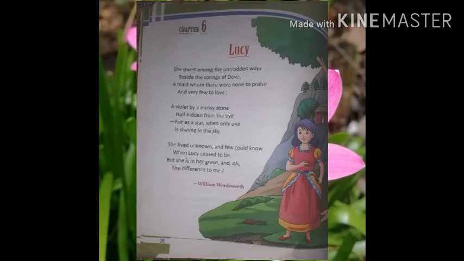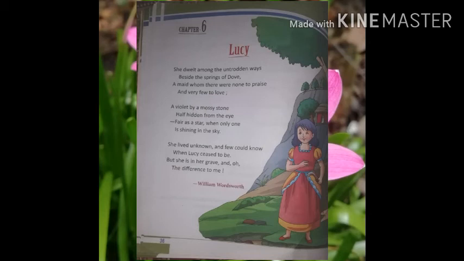Fair as a star. The poet is saying that Lucy is quite fair, just like a star when only one is in the sky. When only one star is shining, we say evening star. So in the full sky, only one star is shining. Lucy is just like that. She looks shining and bright. Now come to the last stanza.